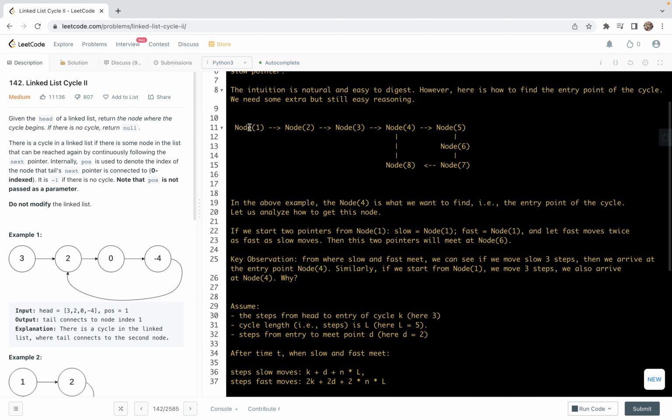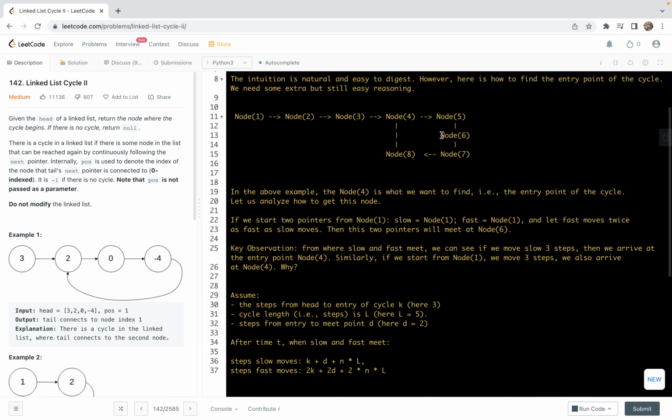At the very beginning, they are both at node 1. Then next step, slow moves to node 2 and fast moves to node 3, right? Then next step, slow moves to node 3 and fast moves to node 5. And next step, slow to node 4 and fast to node 7. And then slow to node 5 and fast to node 4. And then slow and fast meet at node 6, right? So this is where they meet. As they meet, we know there must be a cycle. But here in this problem, we want to find this node.